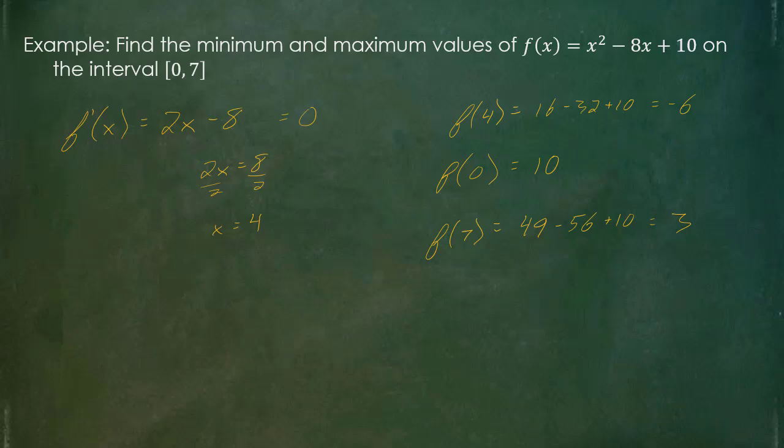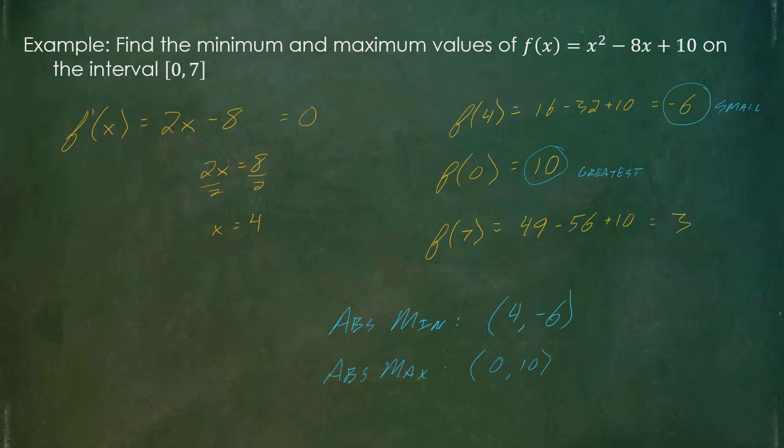Well, if we look at what we got here, the smallest would have been the negative values, so I know that I have an absolute minimum that would be at that point 4 comma negative 6. And I have an absolute maximum on this closed interval. Looks like when 10 happens, right? So this was the smallest. This one was the greatest. So I can then say the absolute maximum for this one would be at 0 comma 10.